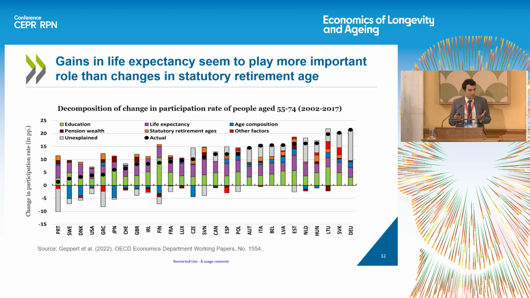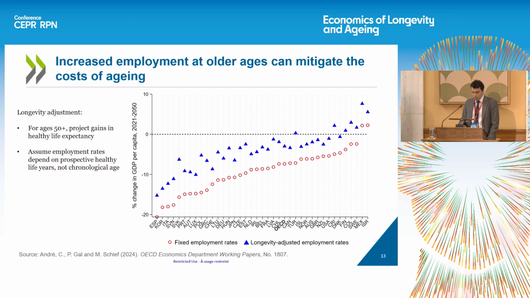So we also wanted to put some numbers on that channel, trying to understand how much of the original cost of aging that I've shown you on an earlier graph can be undone by this channel. And this is what we do here. So what we do specifically is we first plot with the red dots here the costs of population aging obtained under the assumption of fixed age-specific employment rates. And then with the blue triangles, we predict the cost from aging under longevity-adjusted participation rates.